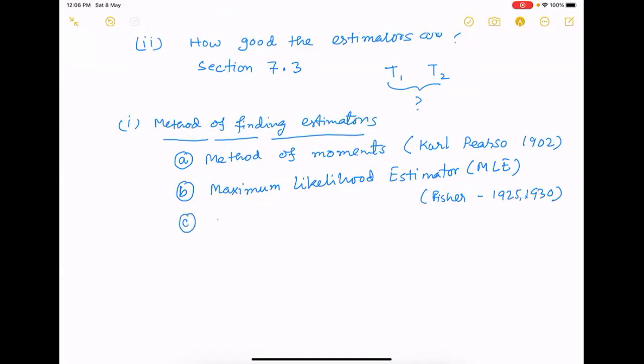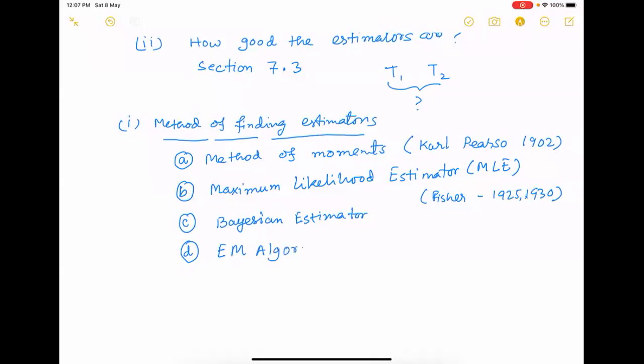Third is the Bayesian estimator. Now this is an interesting thing. Bayes' paper came out almost 200 years back. So Bayes' theorem is 200, 300 years old. But for many reasons, Bayes' estimator went into the back burner. But recently, with the advent of computers and personal computers, I think the Bayes method becomes more popular. And the fourth method is the EM algorithm.